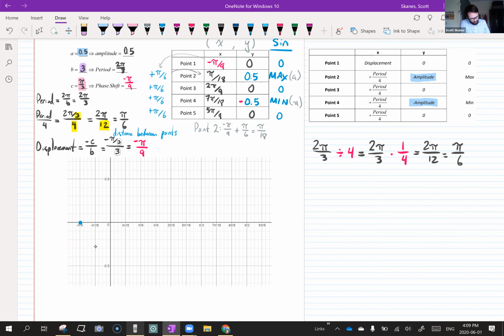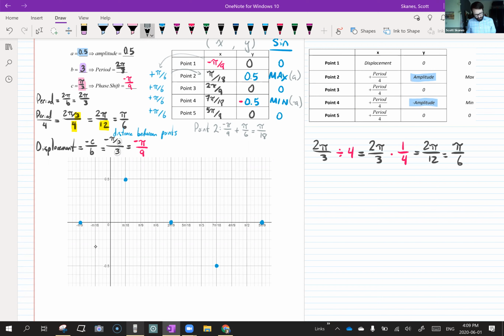At pi over 18 and 0.5, that's up here. I know at 2 pi over 9 it's at 0. 7 pi over 18 is negative 0.5. 5 pi over 9 is 0. Okay, now I have my 5 points. You can connect those points and make a sine curve.